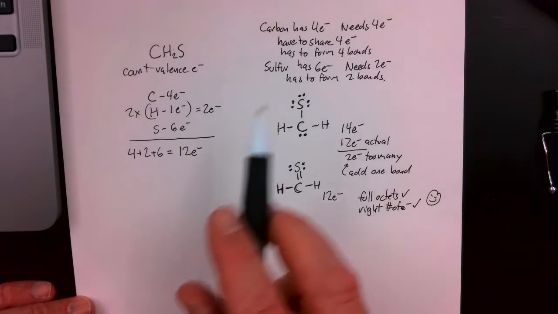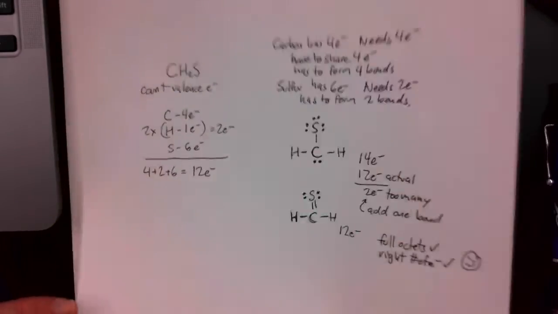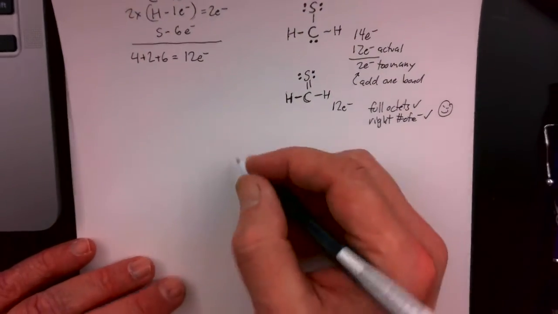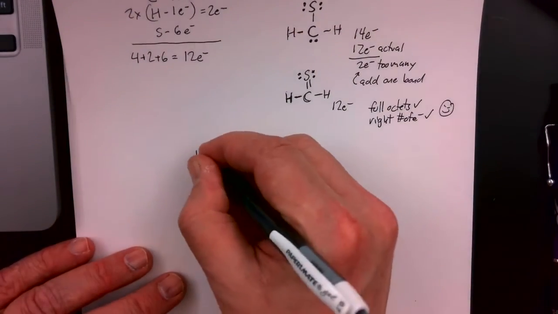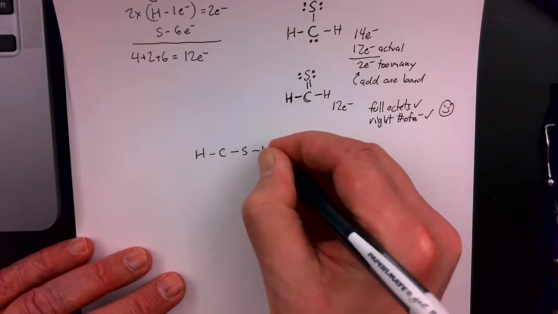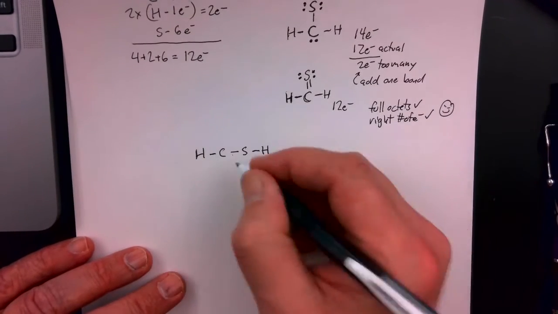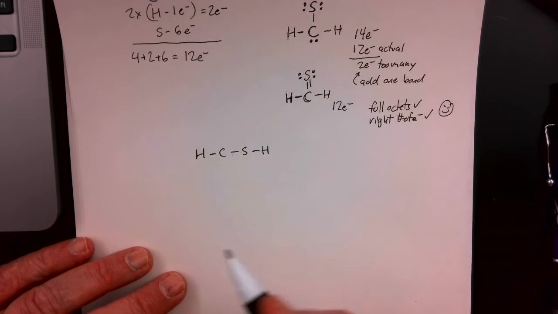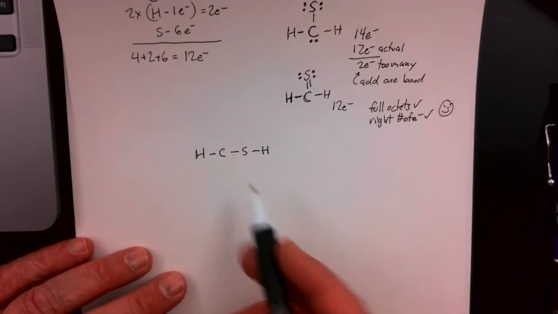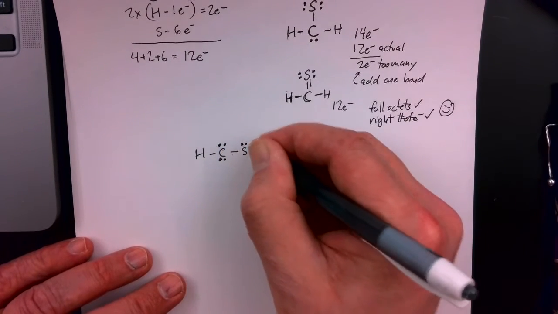Now, you might, when you're doing this, say, hey, why do I have to have a central atom at all? Well, let's look at that. Let's suppose I instead laid it out like this, H, C, S, H, okay? H, C, S, H. This seems reasonable, right? Hydrogen only has 1 bond, and I can fill in my octets, right?